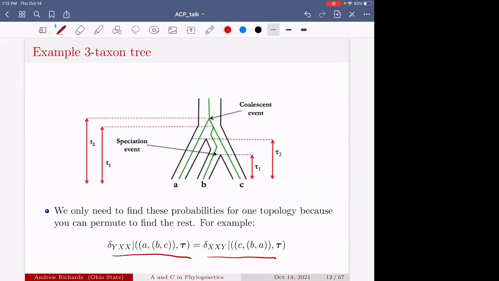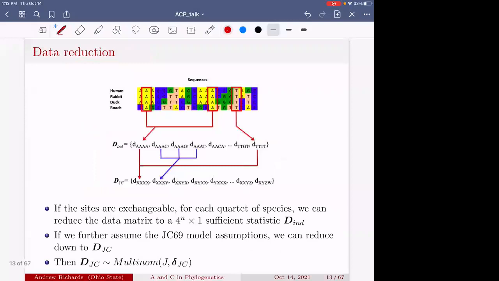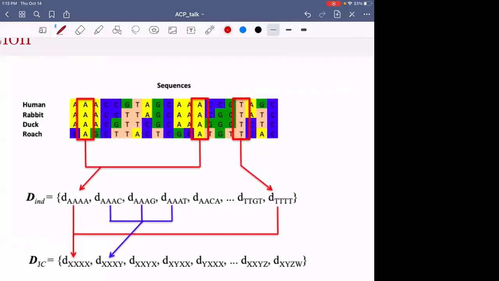Okay, so what is our data that we're using to do this inference? So the data is, blow this up here. It's an example of sequence data. This is example theoretical sequence data for 4 species: a human, a rabbit, a duck, and a cockroach.